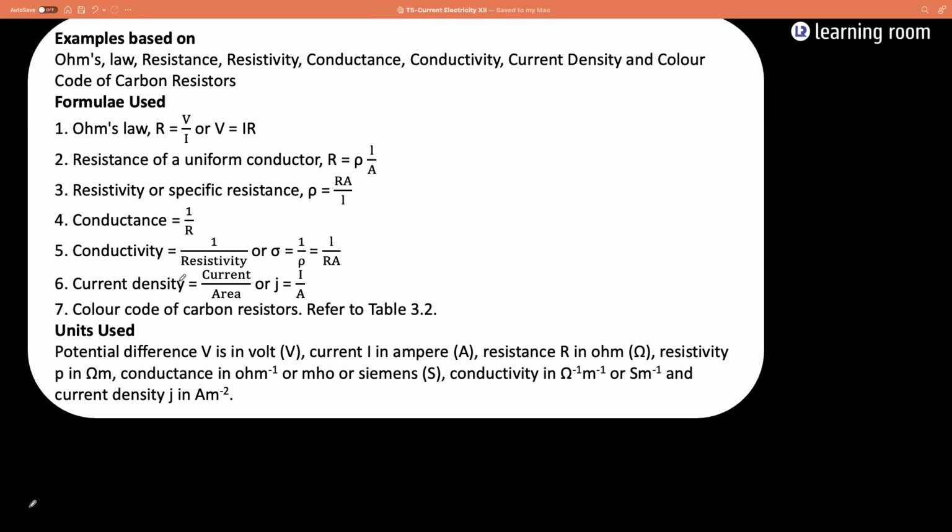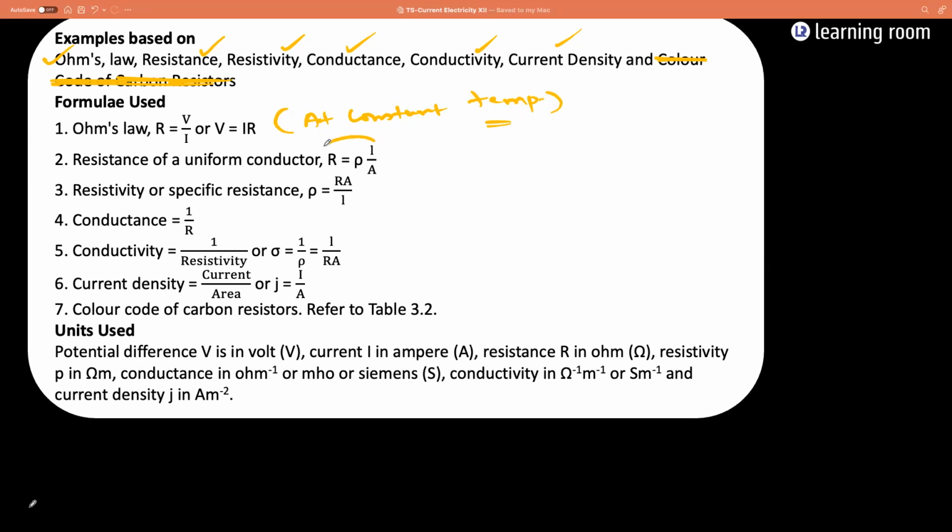The next concept that we are going to see is problems based on Ohm's law, the concept of resistance, resistivity, conductance, conductivity, and current density. Color code is deleted, not there, so don't worry about it. So what does Ohm's law state? At constant temperature, the potential difference is directly proportional to the current. So V is equal to IR, or R will be equal to V by I.